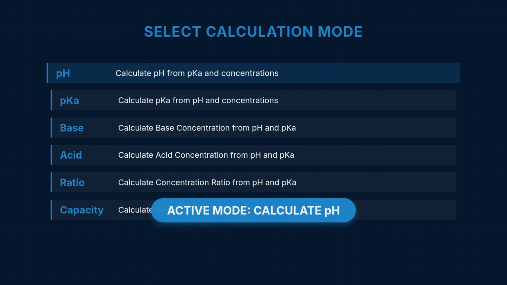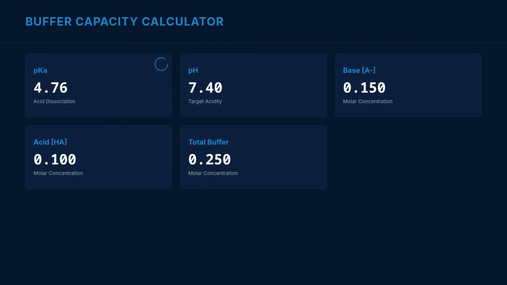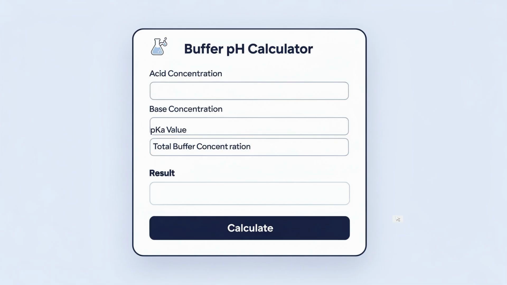For this demonstration, I'm using Calculate pH mode. The input fields are pKa, pH, base concentration A- in molar, acid concentration HA in molar, and total buffer concentration in molar. Let me show you a worked example. I'll enter pKa equals 10, pH equals 10, base concentration equals 10 molar, acid concentration equals 10 molar, and total buffer concentration equals 10 molar.